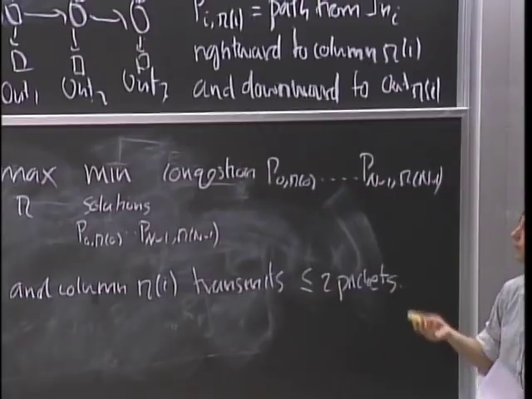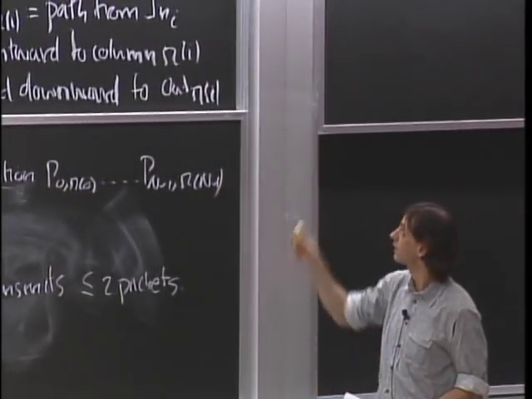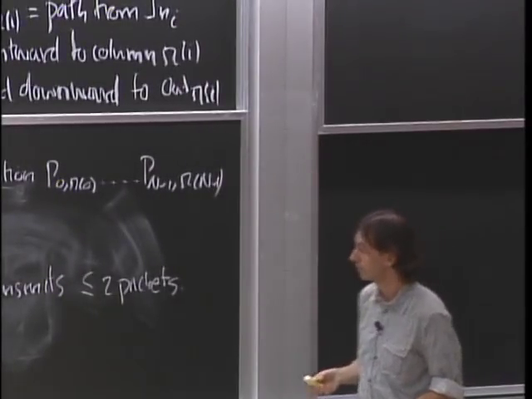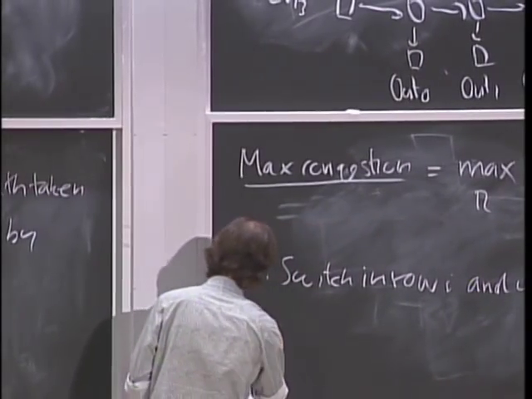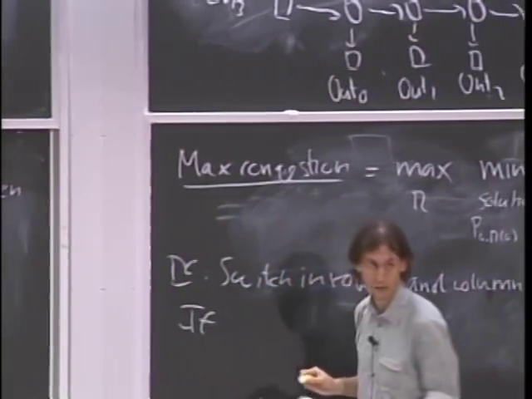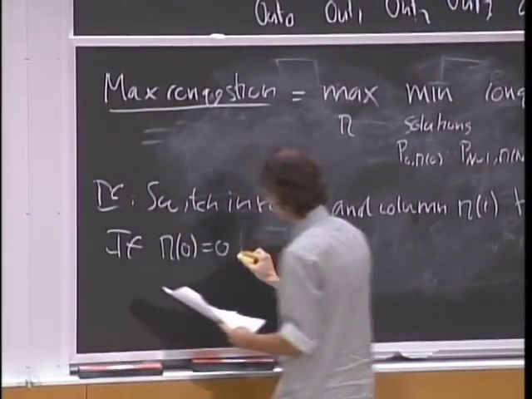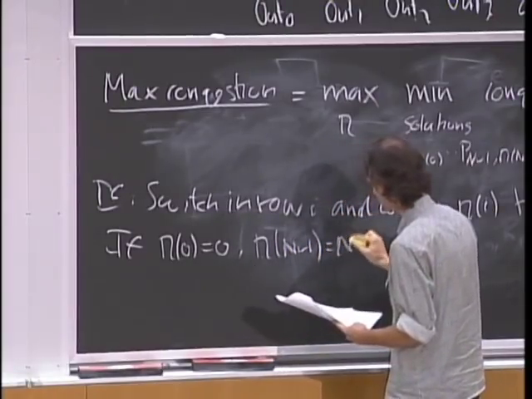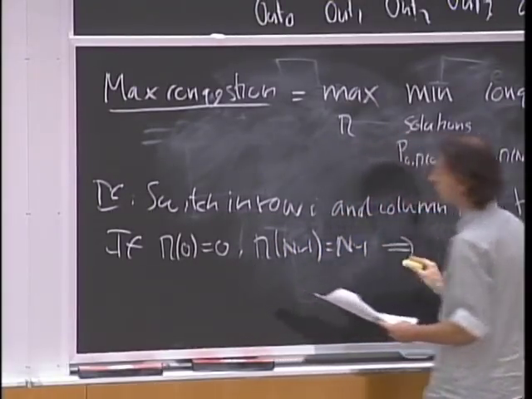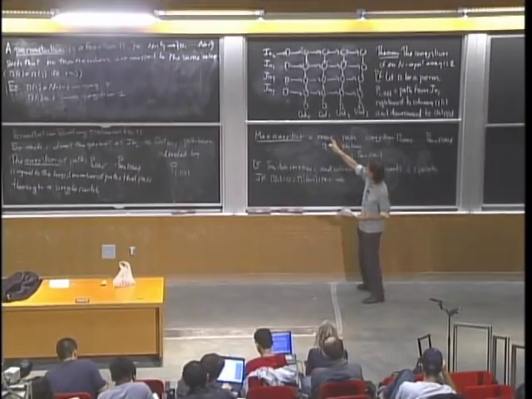And in order to prove equality, because that's really what the theorem says, we also have to show that there exists a permutation that achieves a congestion of two. And that is pretty straightforward. We can, for example, use a specific permutation that maps 0 to 0 and maps n minus 1 to n minus 1.